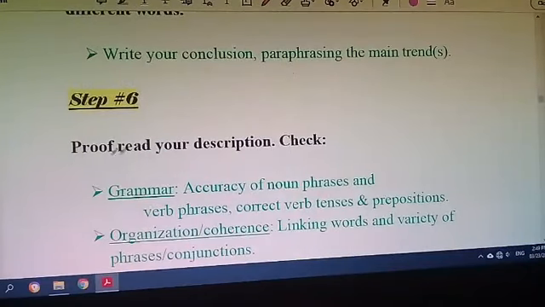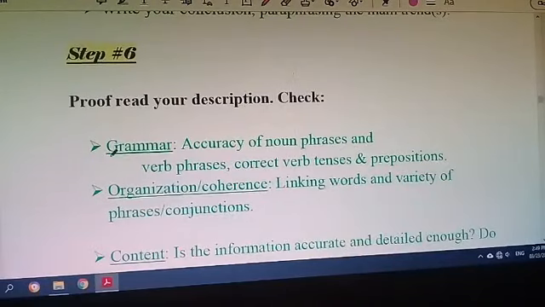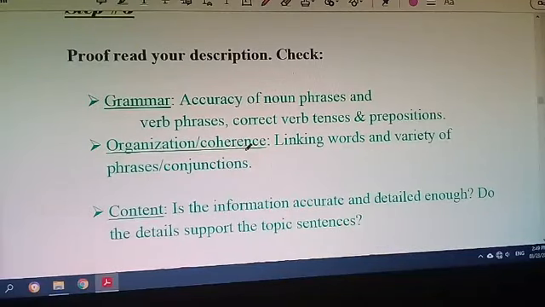Number 6, proofread your descriptions. Clearly check what you have written. Check the grammar, accuracy of noun phrases and verb phrases, correct verb tense, and also prepositions. Organization and coherence means sentences set one by one, meaningfully and sensibly. Remember, coherence means a chain of presenting, linking words and a variety of phrases and conjunctions.